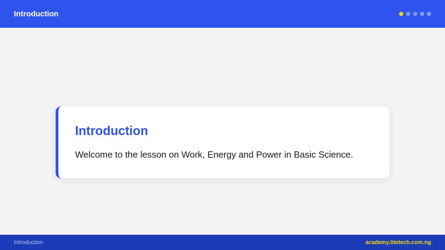Work. In physics, work is done when a force causes an object to move in the direction of the force. Formula: work equals force times distance in the direction of force. W equals F times d. The SI unit of work is the joule, J. 1 joule equals the work done when a force of 1 Newton moves an object 1 meter in the direction of the force. Important: work is done only when the object actually moves in the direction the force is applied.